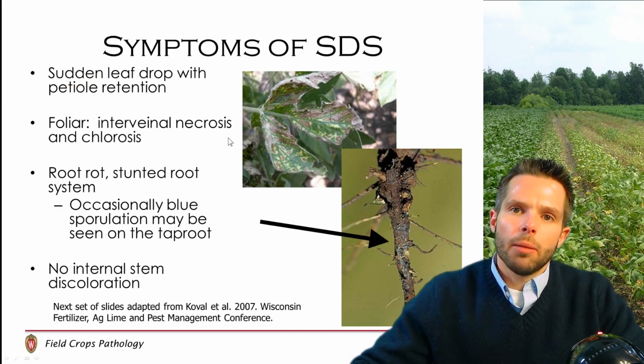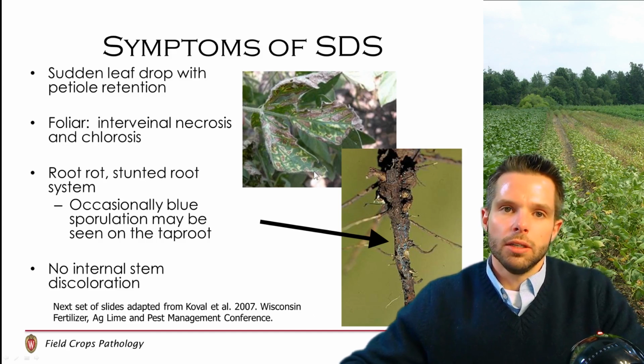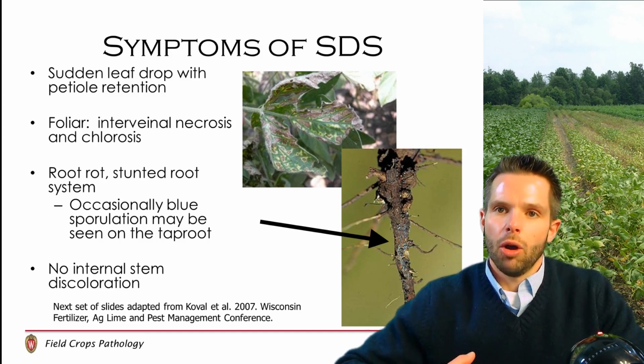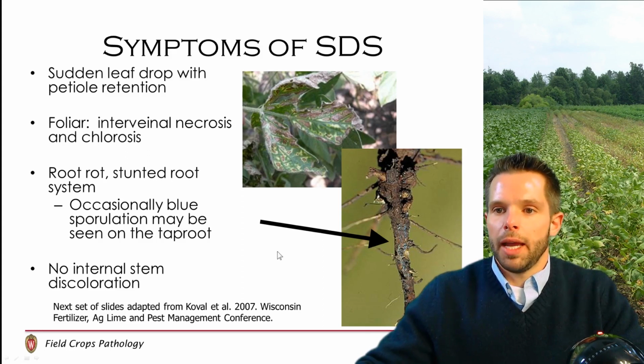Now let's contrast brown stem rot to sudden death syndrome. The foliar symptoms, if you have the A pathotype of the brown stem rot pathogen, can look very similar to sudden death syndrome. So you need to do a little bit of diagnostic homework here to differentiate the two. And we have seen an uptick in sudden death syndrome in the last several years in the state of Wisconsin. Again, you can have that interveinal necrosis and damage from the above ground parts of the plants.